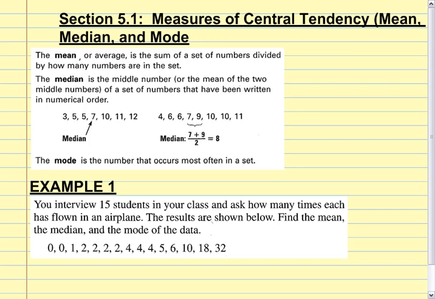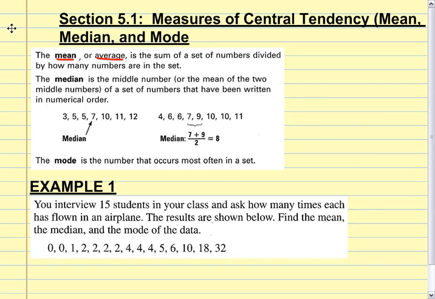Okay, folks, section 5.1, measures of central tendency. Some big words just meaning mean, median, and mode, which you already know. And I've put some definitions up here for you. The mean is the average. You add up all the numbers and divide them by the number of numbers in the set.